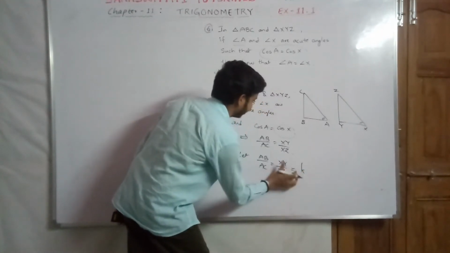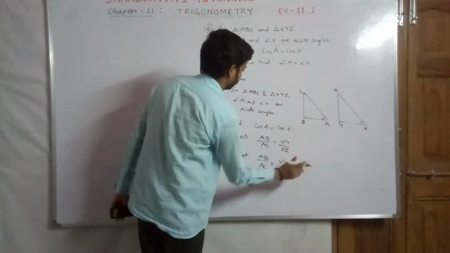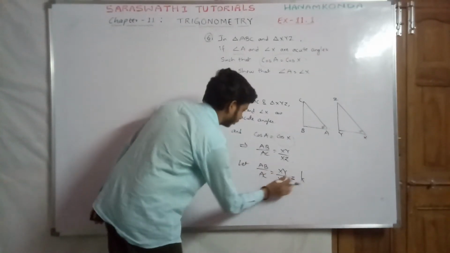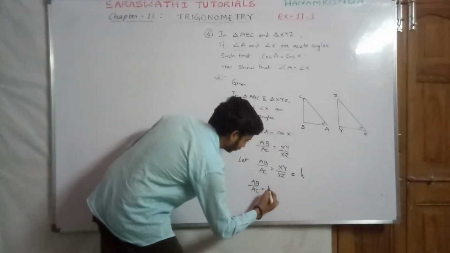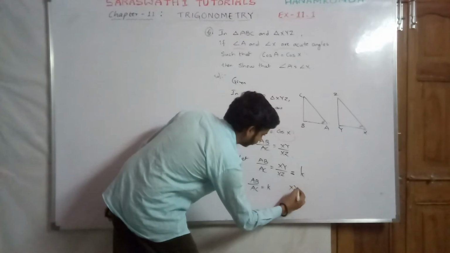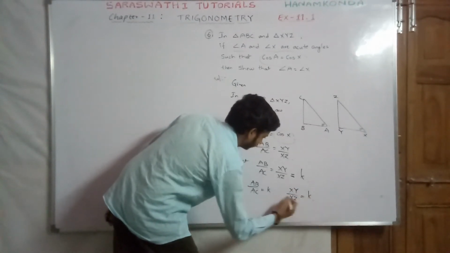So here we are taking it as k. Since these two values are equal, these must be equal to some value. Let us suppose we take it as k. So from here we have obtained two values. That means AB by AC equals k, and similarly XY by XZ can also be written as k.